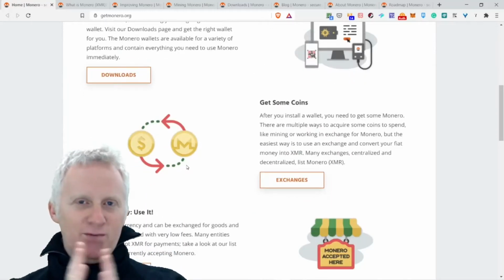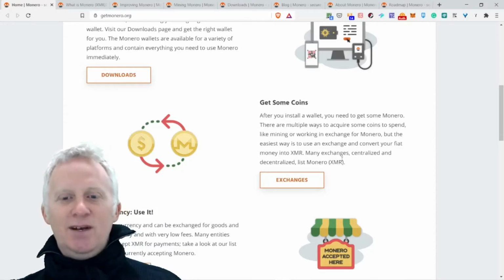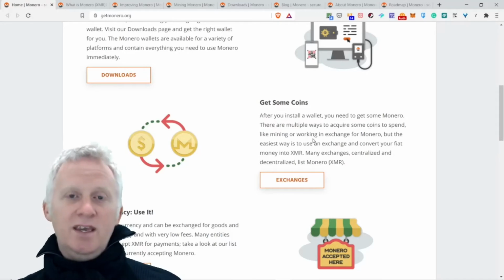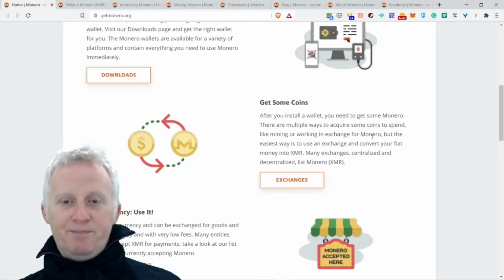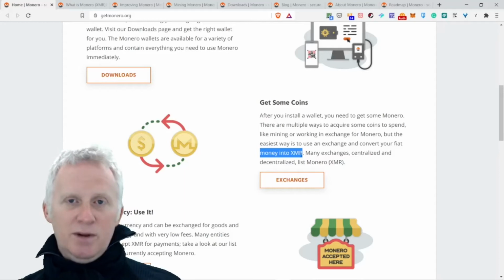Get some tokens. You want to try the waters? After you install a wallet, you need to get some Monero. There are multiple ways to acquire some coin to spend, like mining or working in exchange for Monero. But the easiest way is to use an exchange and convert your fiat money into XMR. Many exchanges, centralized or decentralized, list Monero XMR.